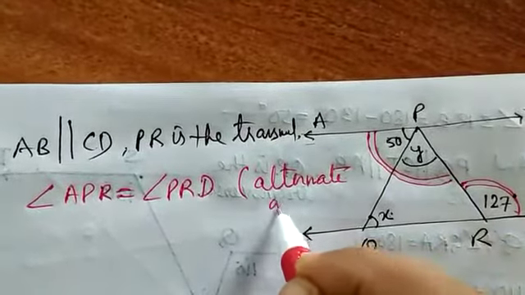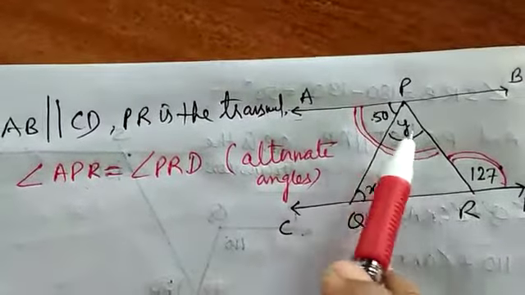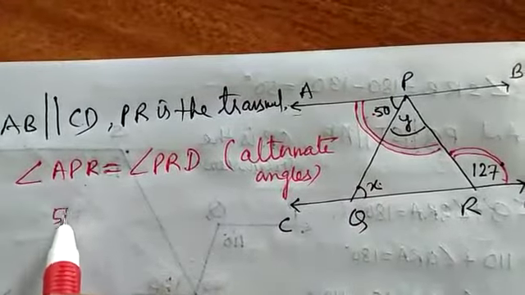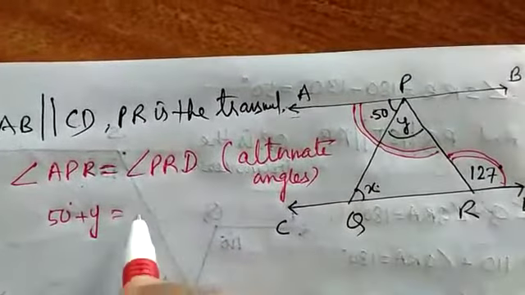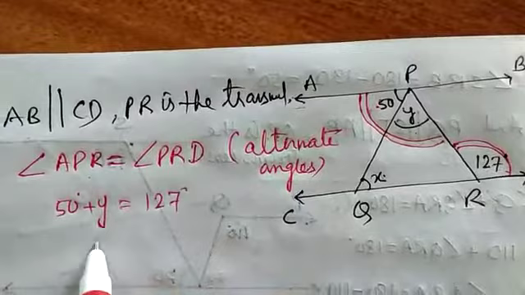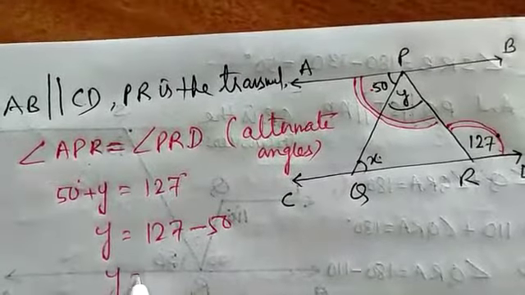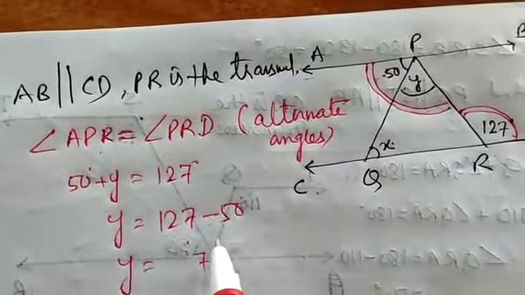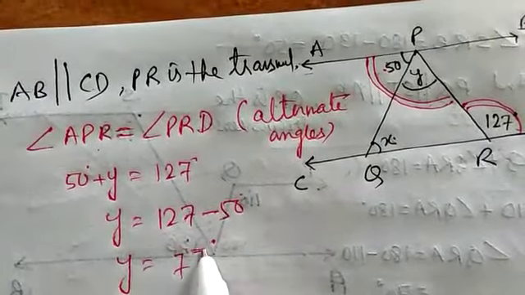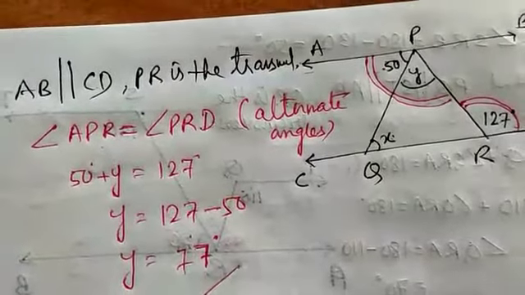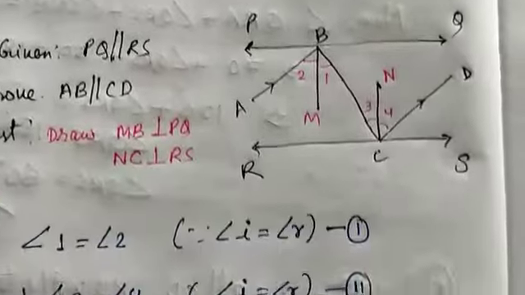Alternate interior angles. I got alternate angles, and angle APR consists of two angles, 50 degrees and Y, and angle PRD consists of 127. So the value of Y equals 127 minus 50, and therefore Y equals, you subtract, I got 77. This is the value of Y, and the value of X we already got before.